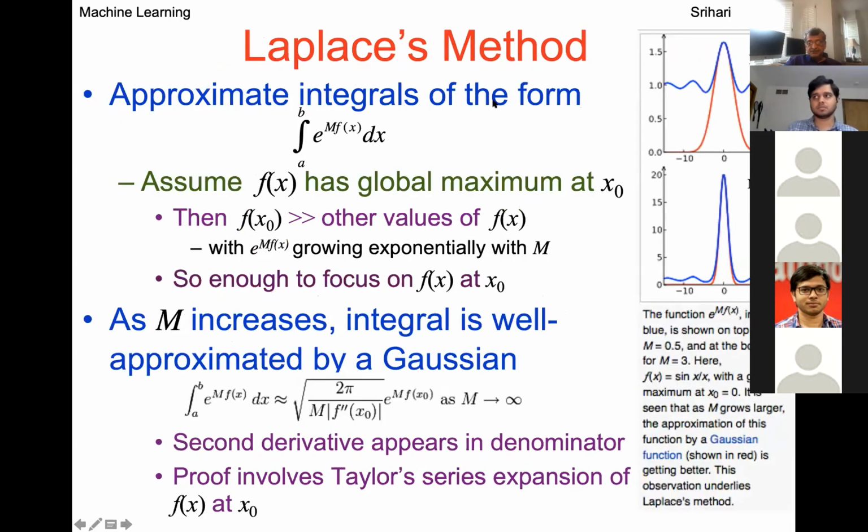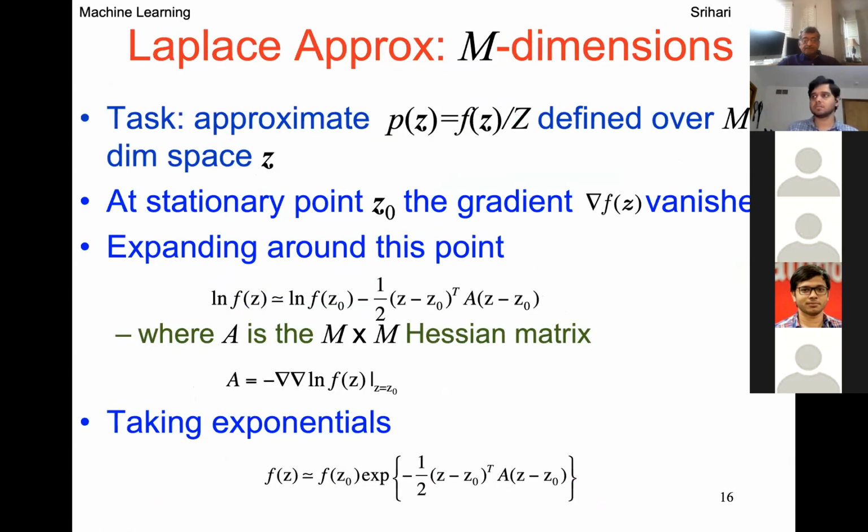We will skip this slide on Laplace's method. So the Laplace approximation in m dimensions is to approximate p(z) equal to f(z) over Z, defined over an m-dimensional space. And now A becomes an m by m Hessian matrix. I think we went over the Hessian earlier on. The Hessian is the second derivatives arranged in the form of a matrix, involving the ith variable, the jth variable, and so on. So you have these second partial derivatives that form a matrix. It's an m by m, where m is the feature space size, and A is of that form.